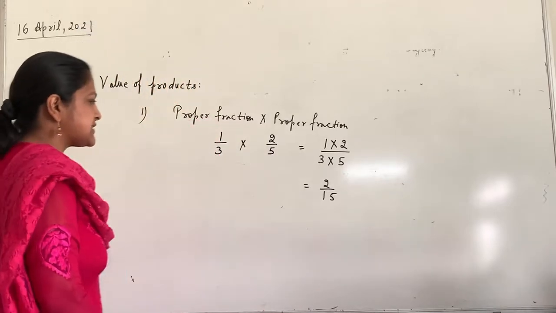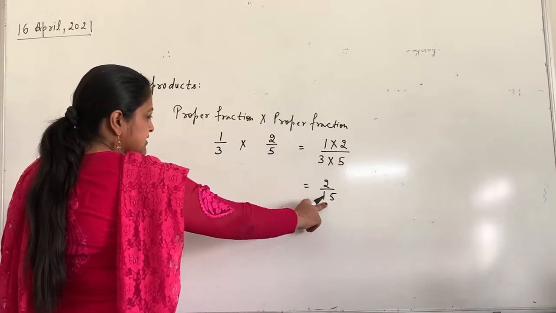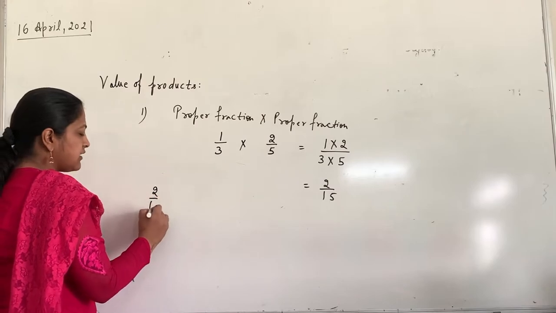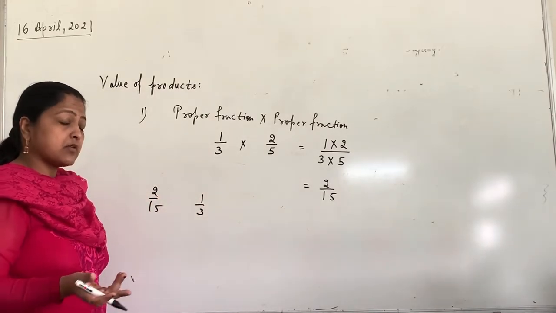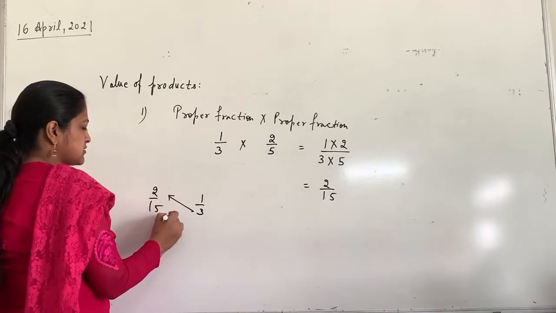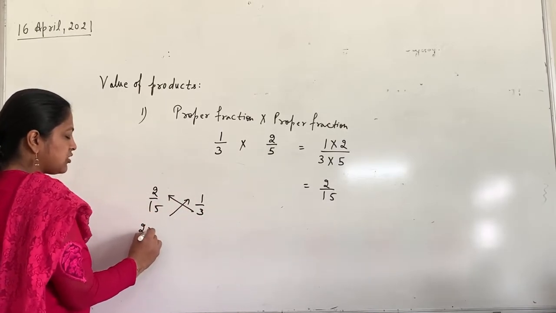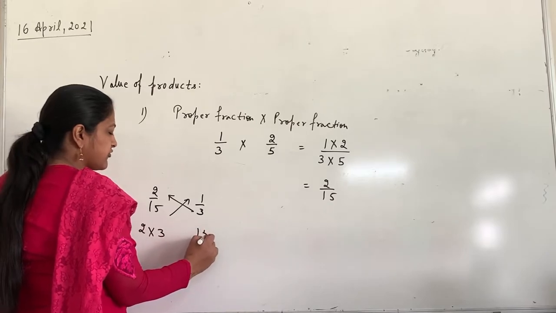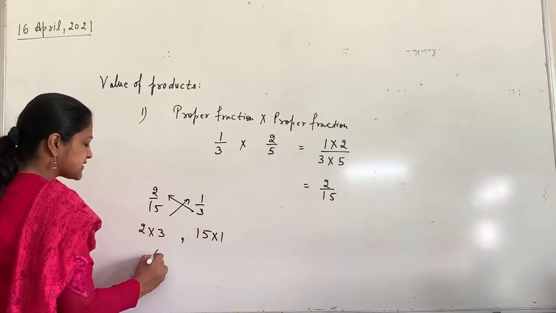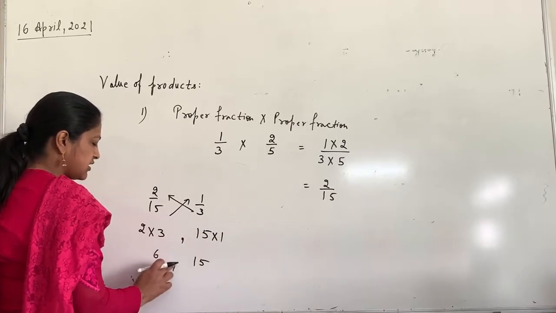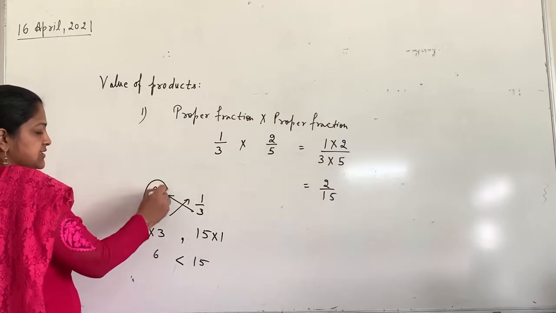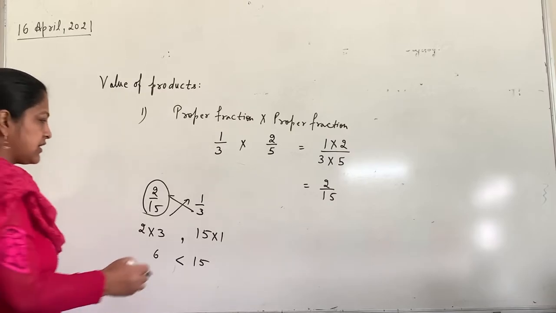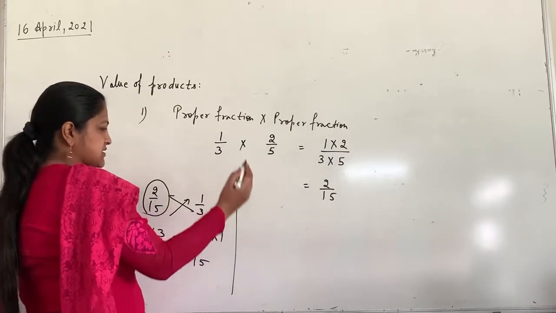So what will happen? See, the value of product, that is 2 by 15, and the first fraction, that was 1 by 3. So let us compare them. What happens? So comparison, it will be 2 into 3 and it will be 15 into 1. 6 and this is 15. So 15 is greater, which means the product is smaller. Check out the next case.